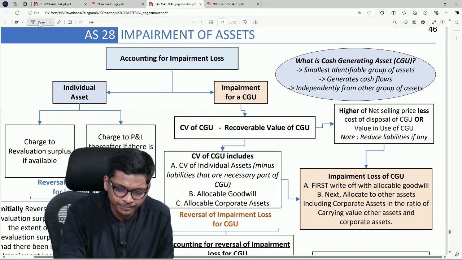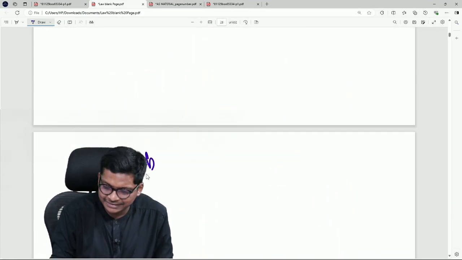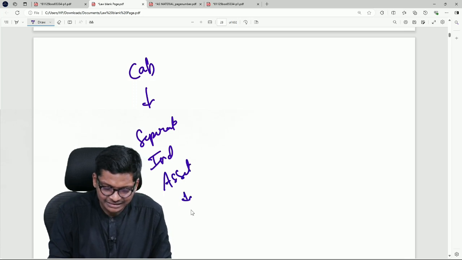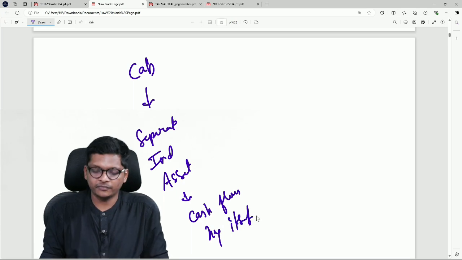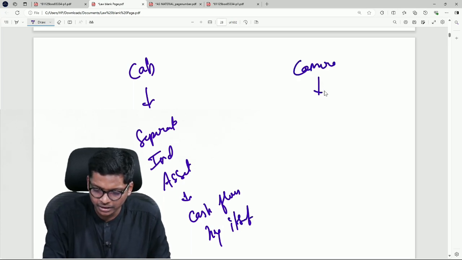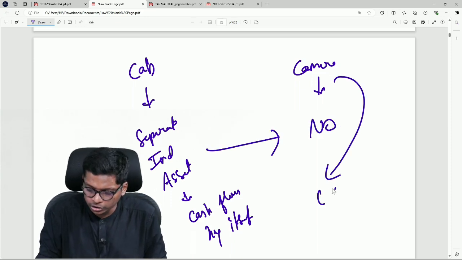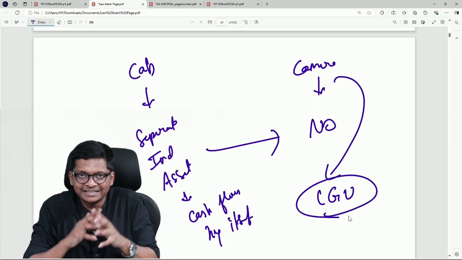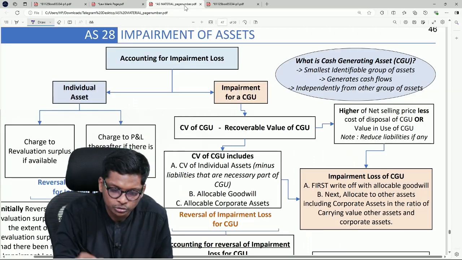So, in simple terms, the Ola cab example I gave you is a separate individual asset that can generate cash flows by itself. But the camera over here is not a separate individual asset. This belongs to a cash generating unit: multiple assets put together that can work together and can't work independently. So that is the definition.